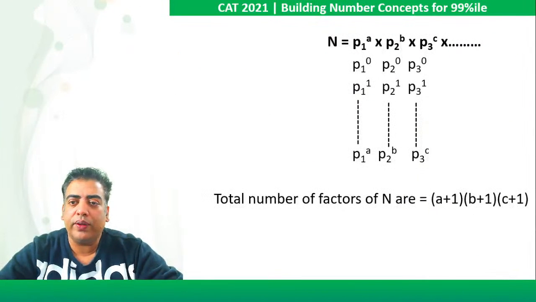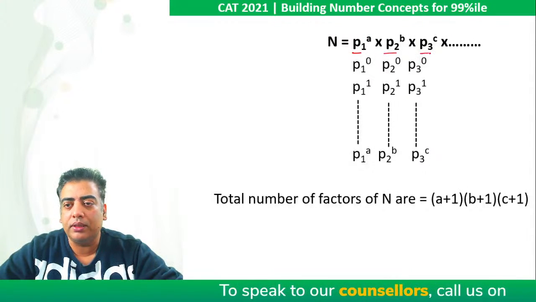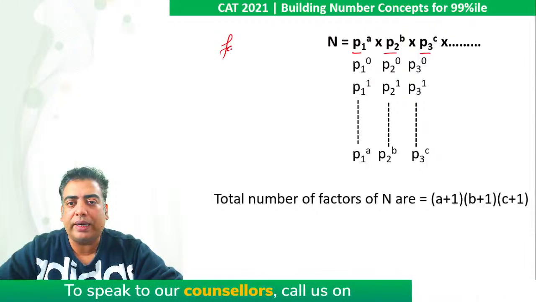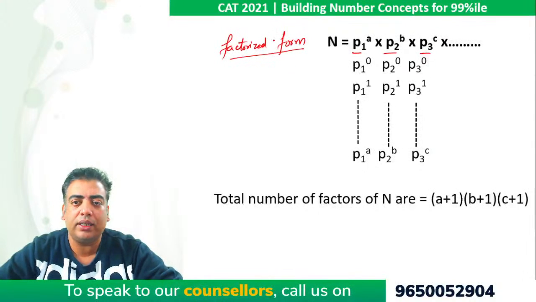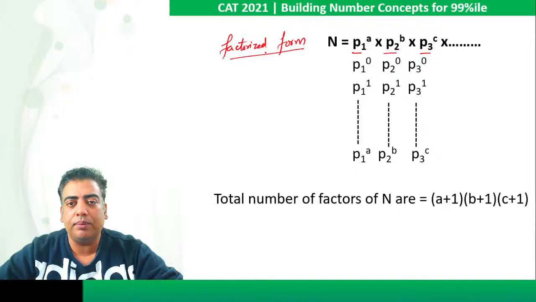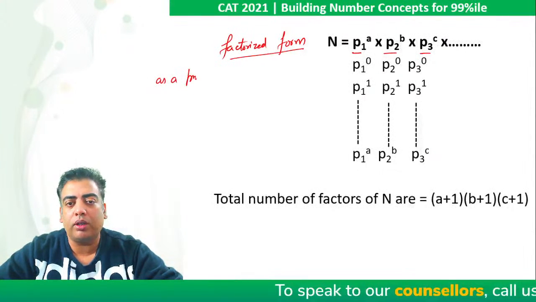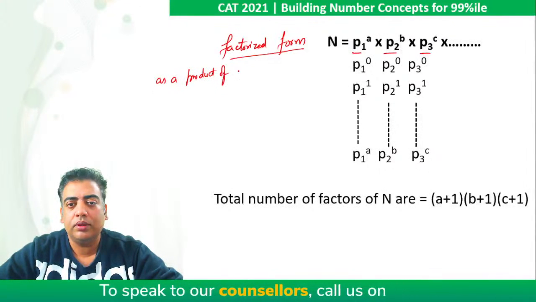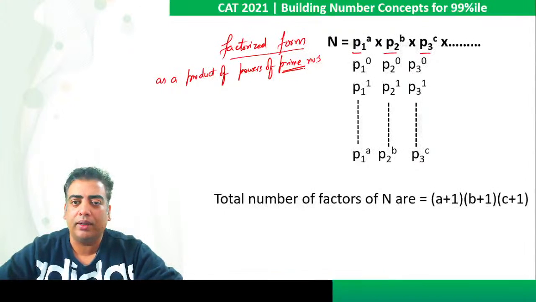Now, in general, if n is written as a product of powers of prime numbers, this is also called the factorized form of the number. Whenever we say that we need to factorize the given number, please always keep in mind that we need to express the number as a product of powers of prime numbers only. So here the powers should be of prime numbers. Please keep that in mind.